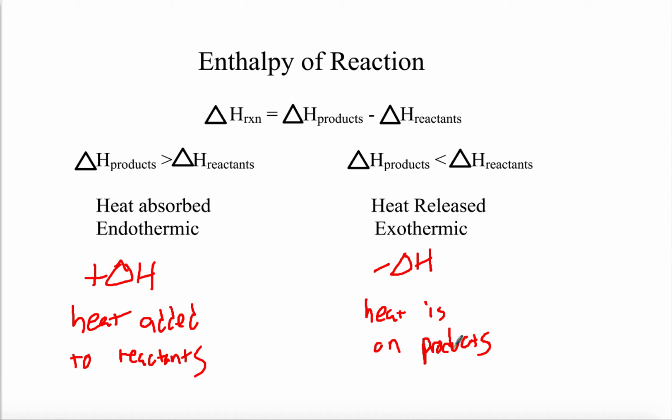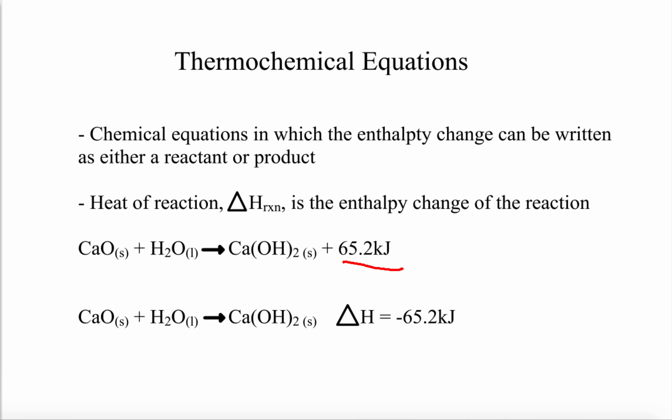And because heat is being released here, a negative delta H would symbolize an exothermic reaction. So if we go back to the previous slide, you can see that the delta H is on the product side. This means the heat has been released, which means it's exothermic, which relates to a negative delta H. Even though you see a plus 65.2 kilojoules here, the fact that it's on the product side means that it's a negative delta H because it's released.